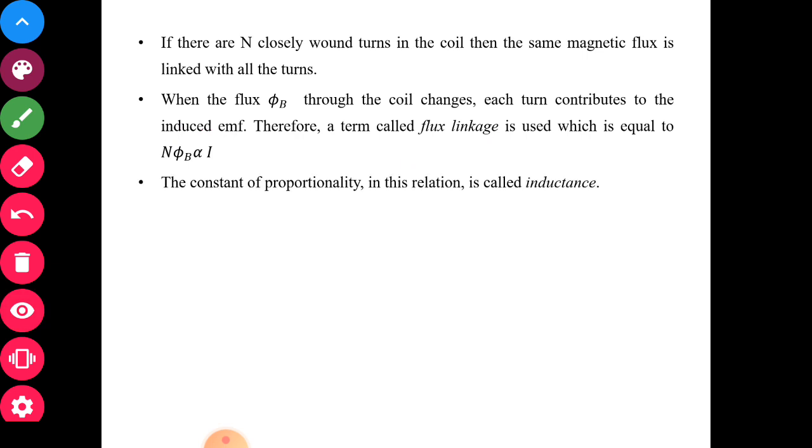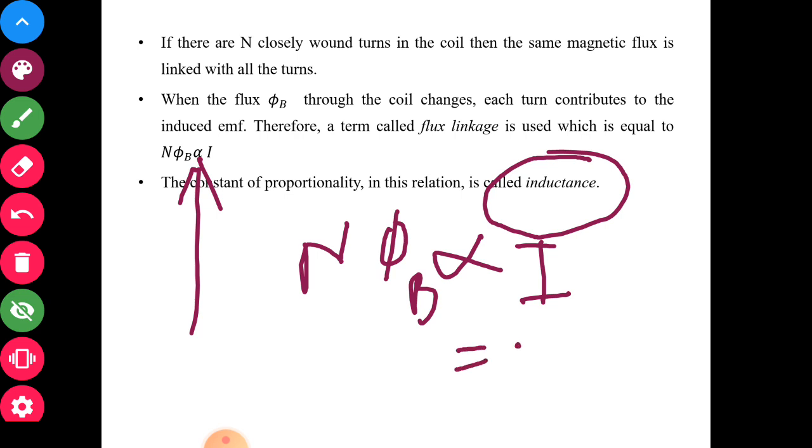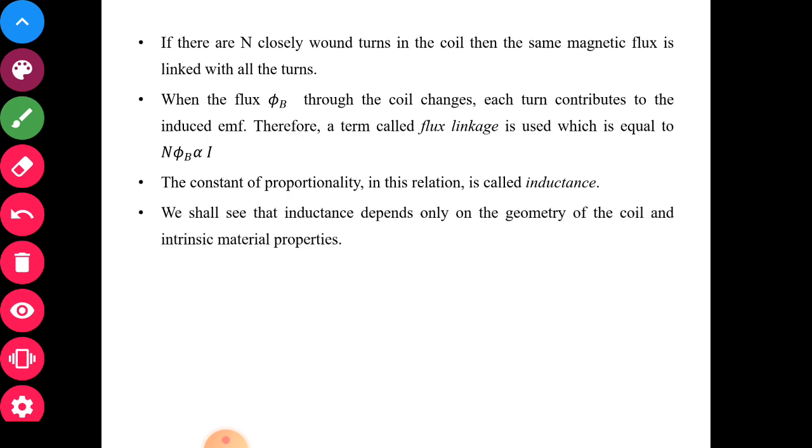Okay. Now the constant of proportionality we have to place if you want to remove this proportionality sign, then we have to place one constant, and this constant of proportionality in this relation is nothing but inductance. So n phi B proportional to I. Now if you write equal to, then some constant we have to place here, and this constant is nothing but the inductance. Okay. How it is defined for self-inductance, that we'll discuss in later case.